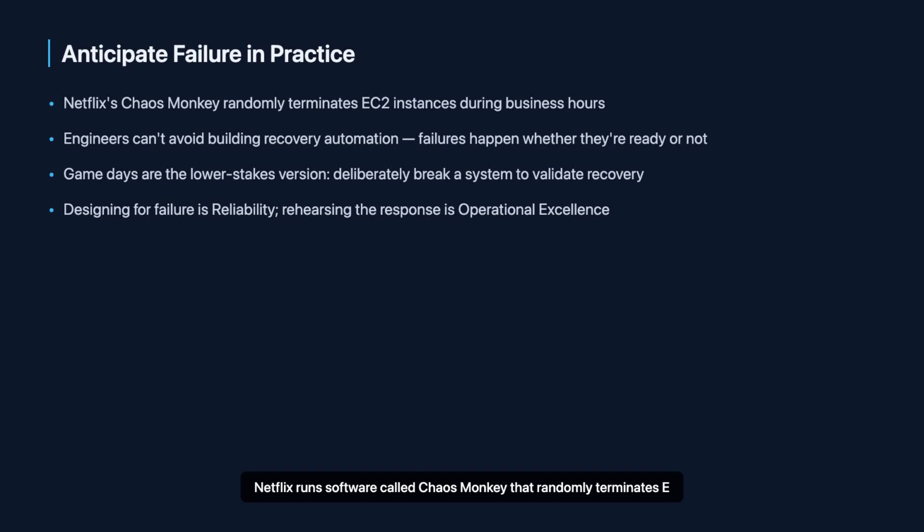Netflix runs software called Chaos Monkey that randomly terminates EC2 instances during business hours. On purpose, the engineering team can't avoid building recovery automation, because the failures happen whether they're ready or not. The lower stakes version of this is a game day. You deliberately break a piece of production to validate that recovery works, like a fire drill at school.